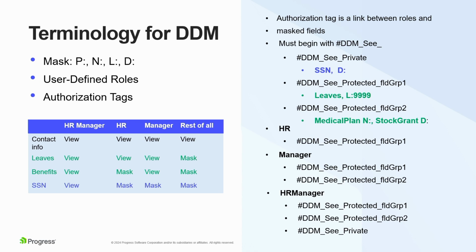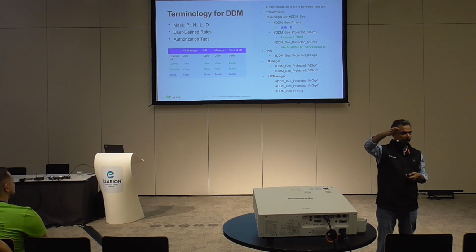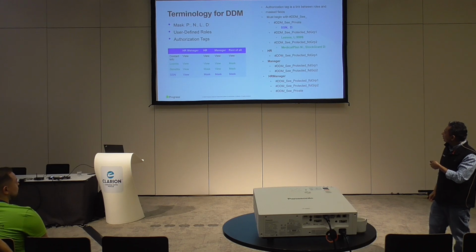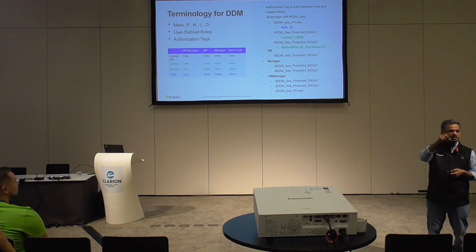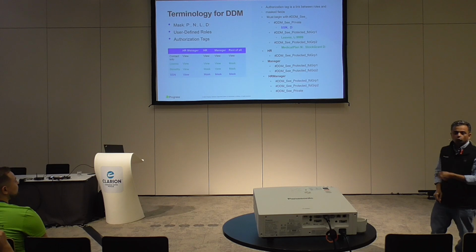Okay? So it says, whenever we are assigning this authorization tag to the field, we are locking that field. Okay? And the keys for this lock is this authorization tag. We are assigning it to the role. So HR role has been given this key, C protected field group 1.